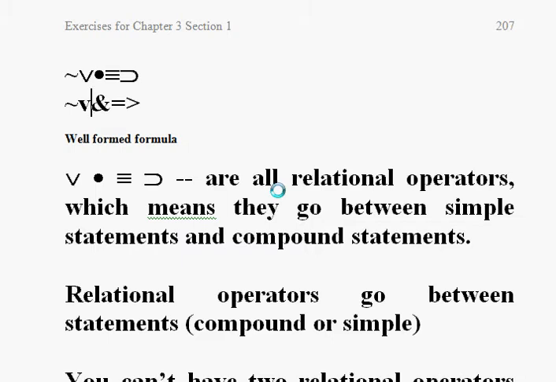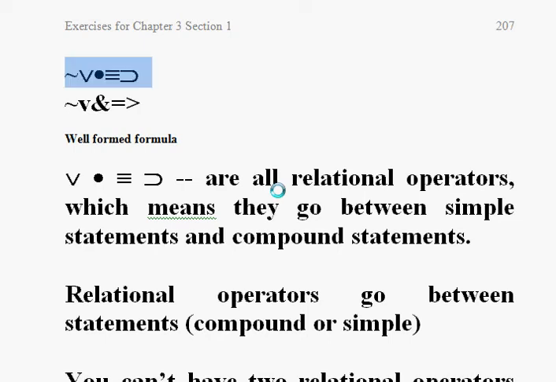But the dot, the triple bar, and the horseshoe are not as easy to find. So what I always recommend is, instead of dot, just use ampersand. Instead of triple bar, use equal. And instead of the horseshoe, just use the greater than symbol. That would be a simple way to replace it. If you did that, I would understand it.